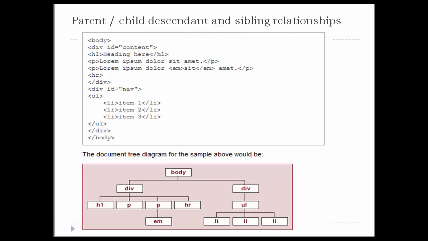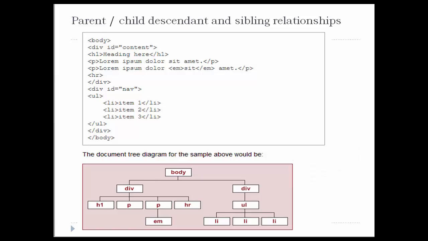In the HTML document, we have what is called a parent-child descendant relationship and also a sibling relationship. Our HTML can be laid out as a document tree, similar to an ancestry tree, where you can find the parents, childs, and siblings.